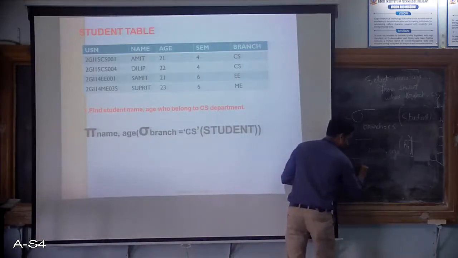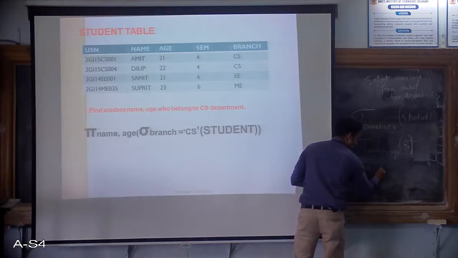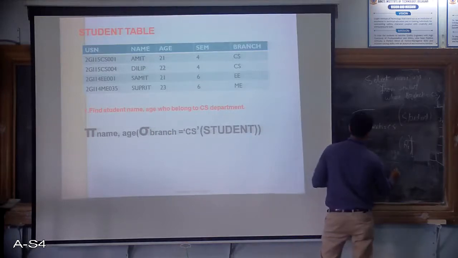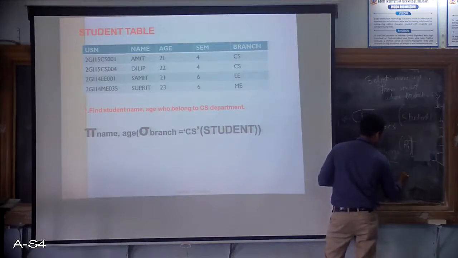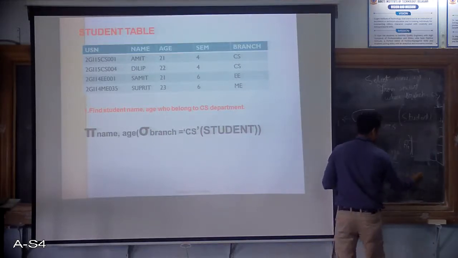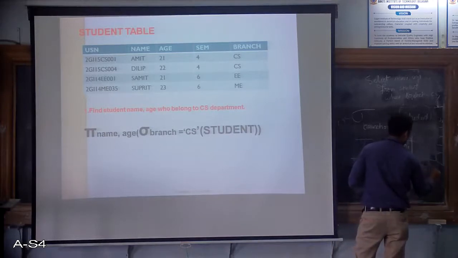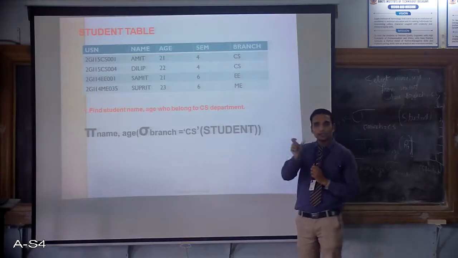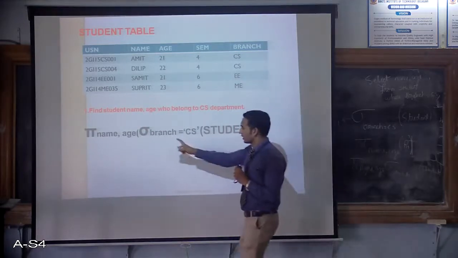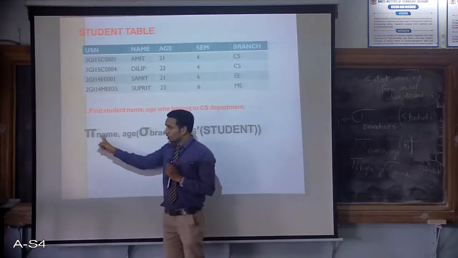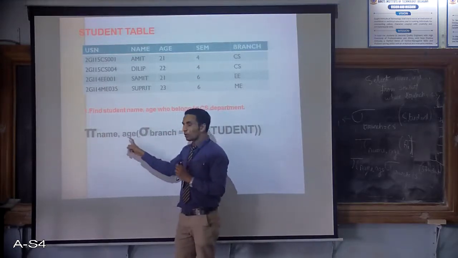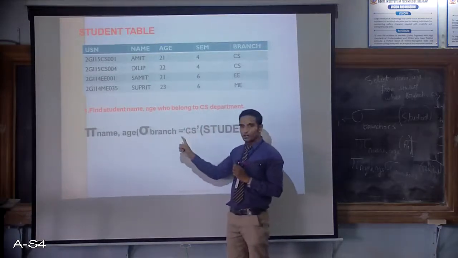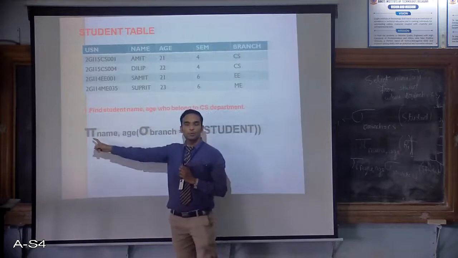Pi, I'm selecting name, comma, age from the rows where the condition, that is branch equal to CS from student. Both means the same thing. You can give an intermediate name for the relation or you can write in a single set. See, select the columns name and age from those rows where condition equal to CS. See, it is a combination of select and project.